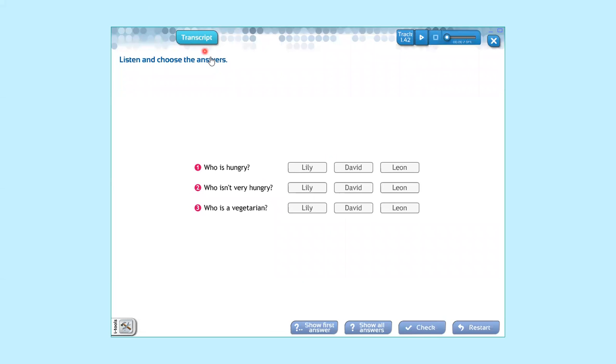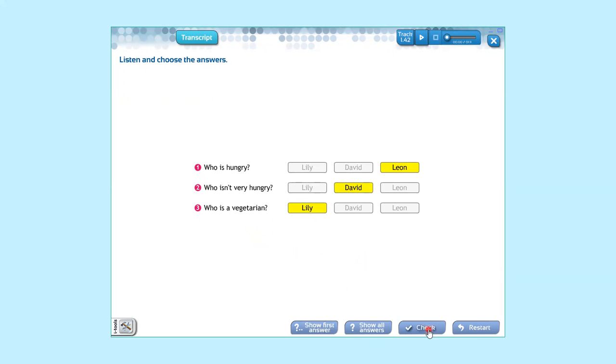Okay, so you have there the information about this. According to this, Alejandro Cruz, what is question number 1, Alejandro? Leon. But read the question, please. Who is hungry? The answer is Leon. 2, who isn't very hungry? David. Okay, number 3. Who is a vegetarian? Lily. Okay, very good. Thank you, Alejandro.